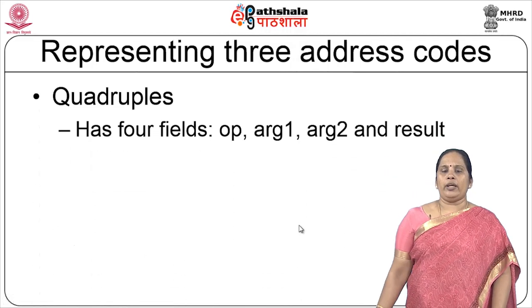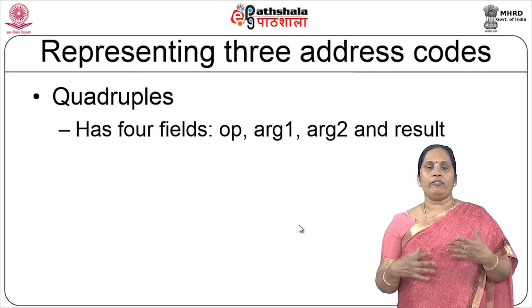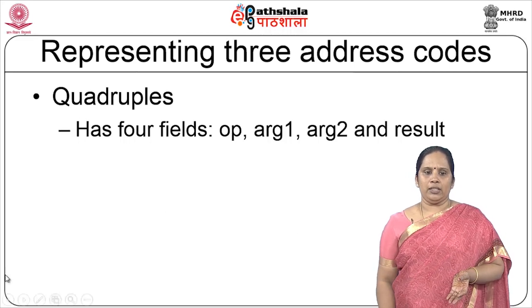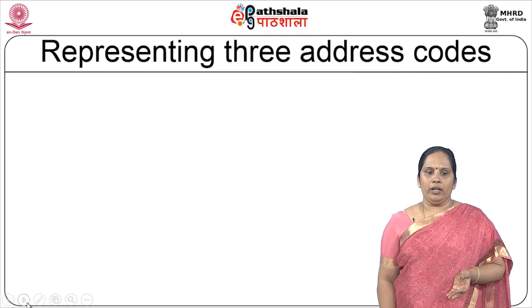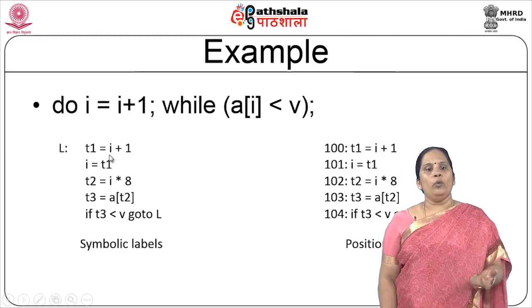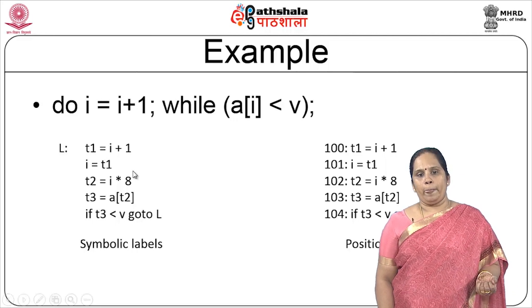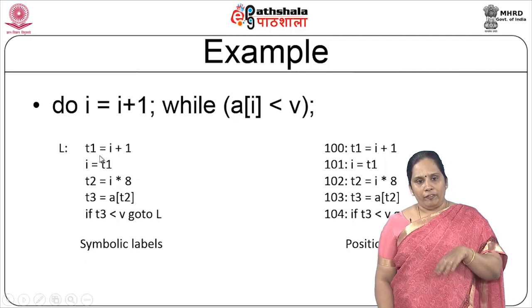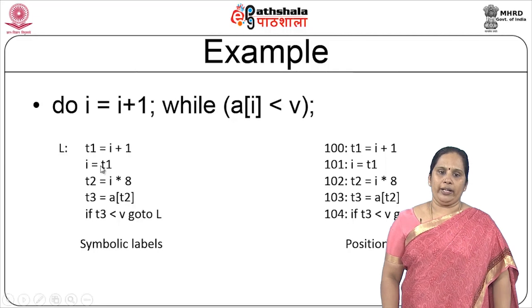So how do I represent this 3 address code? The previous slide looked at converting the information into a 3 address code, T1 is equal to I plus 1. Now where will I store this? To put it formally, where will I put it is what we are trying to look at.